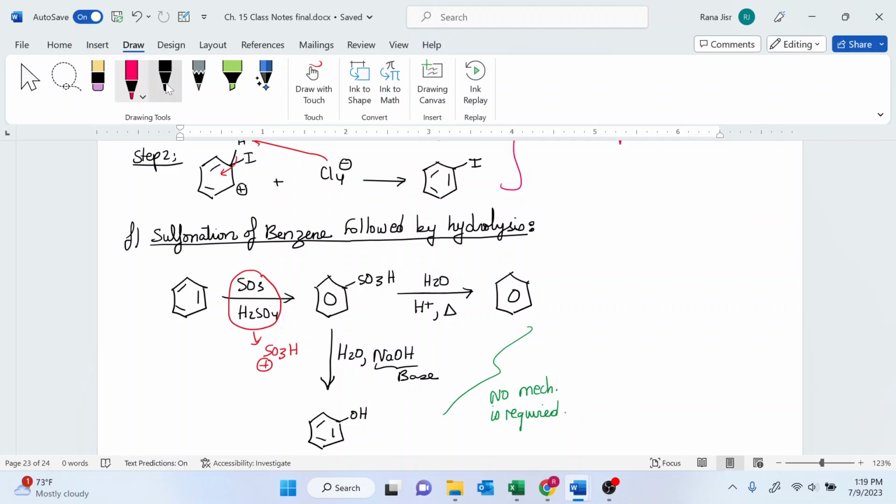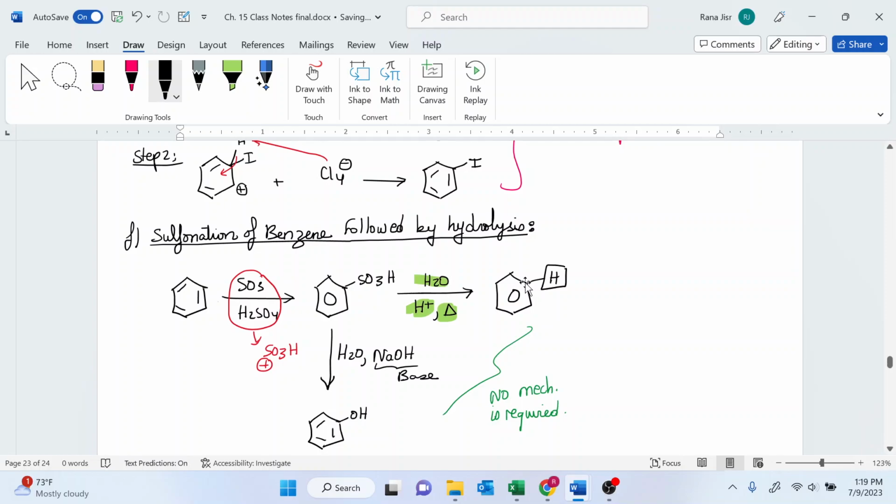We can wash it away in two ways. Either we can use water in presence of an acid. And if you use water in presence of acid and heat, you're going to wash the sulfonic acid away and you are going to get a hydrogen instead. So you're going to go back to the benzene.